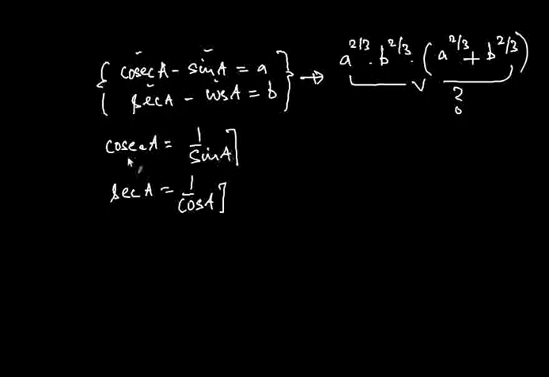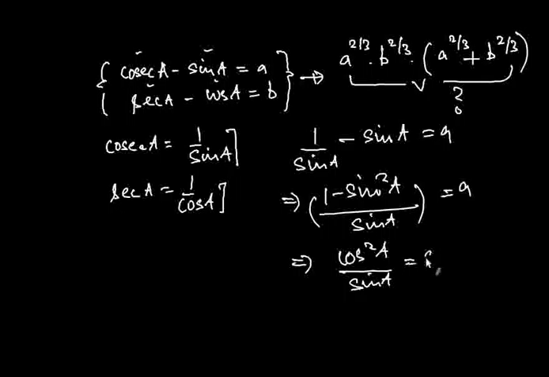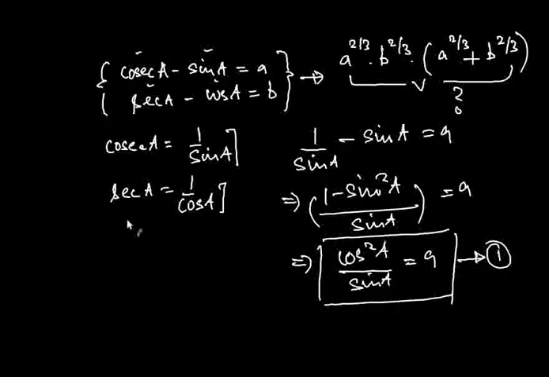So if I use this cosecant A is equal to 1 by sine A in the first equation, then it becomes 1 by sine A minus sine A is equal to A, which implies that 1 minus sine square A divided by sine A is equal to A. Now 1 minus sine square A is equal to cos square A. So what I get is that cos square A divided by sine A is equal to A, right? So let's leave it like that. So let's just put this on the side and hold on to it.